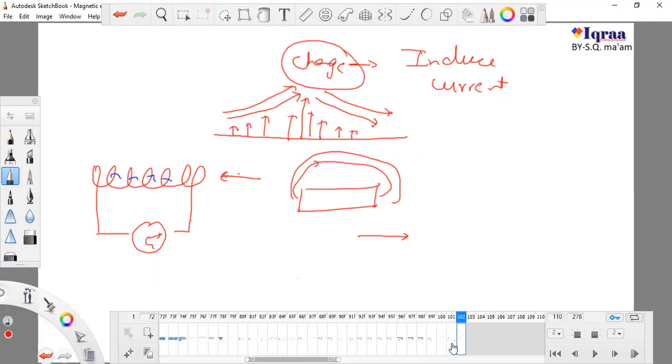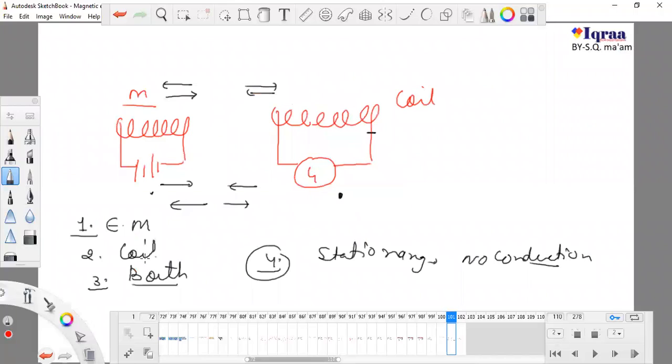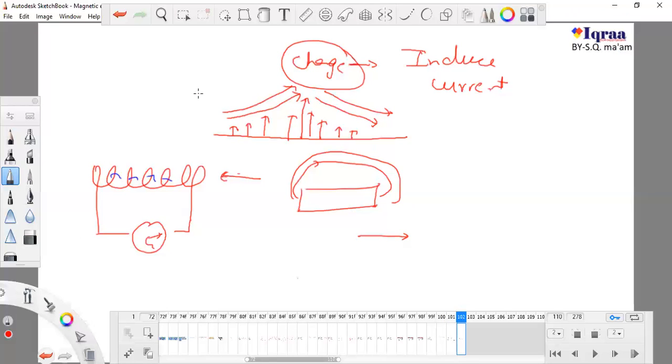In three cases, either move this one, or move this one, or move both. They should not be in a stationary position. You have to move them in this direction or this direction, whatever you want, to create the change in magnetic field lines. So remember that change is needed to induce current. Don't forget that whether you are decreasing or increasing the current, change is needed.